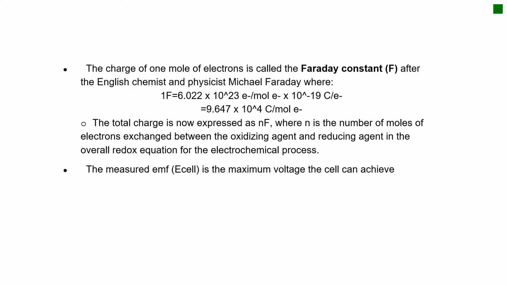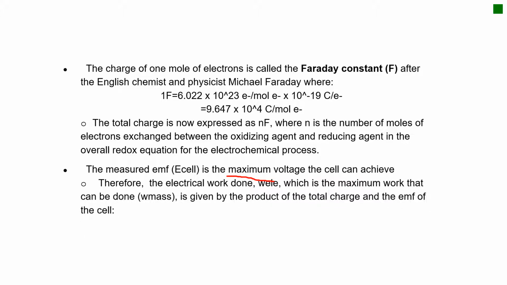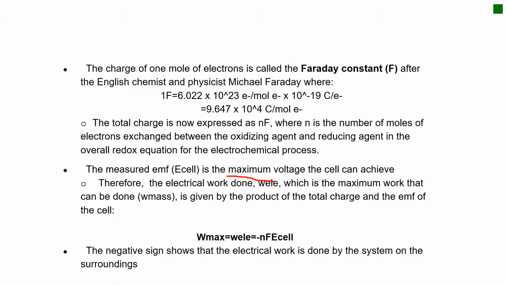The measured E cell is the maximum voltage that the cell can achieve. Therefore, the electric work done, which is the maximum work that can be done, is given by the product of the total charge and the E of the cell. So here we have the equation where the maximum work is the electric work, which is equal to negative nFE of the cell. This negative sign shows that the electrical work is done by the system on the surroundings, where the system would also be the galvanic cell.